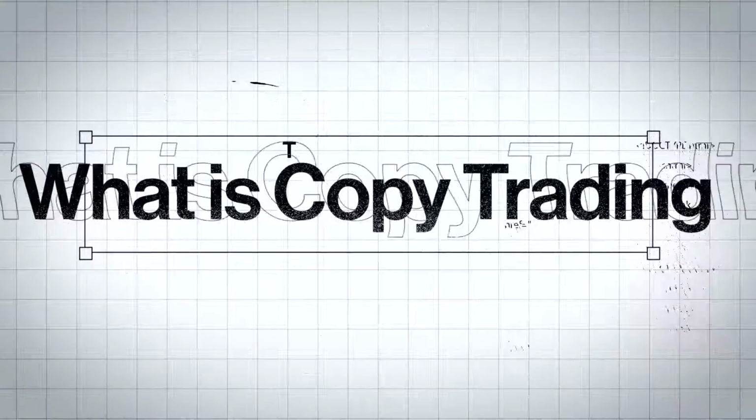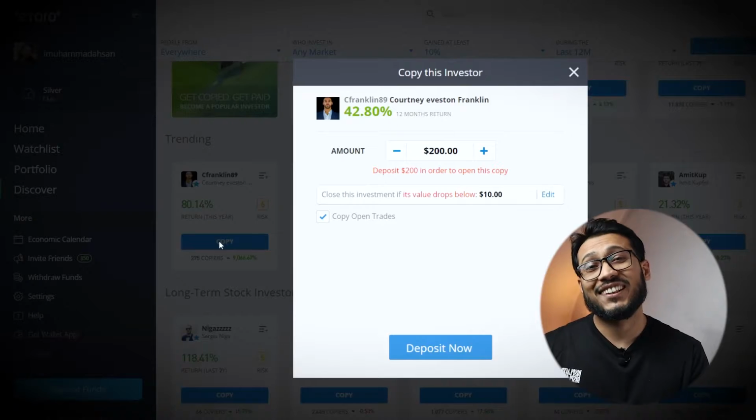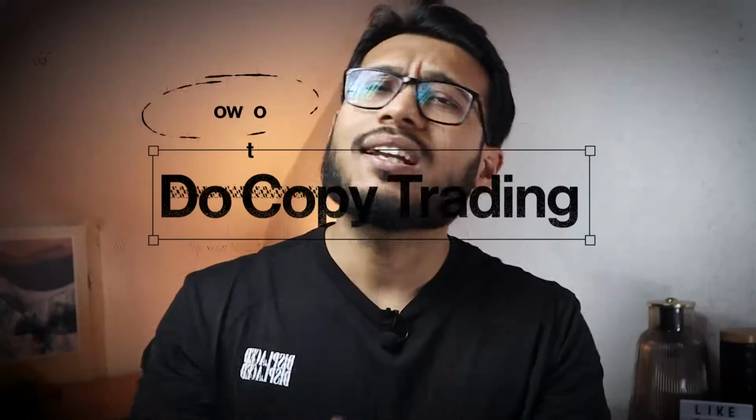First things first, let's understand the basics of copy trading. Copy trading is a popular form of trading that allows investors to automatically copy the trades of experienced and successful traders. And the best part is you don't need to be an expert to do it. So now that you know what copy trading is, let's dive into how you can get started with it.